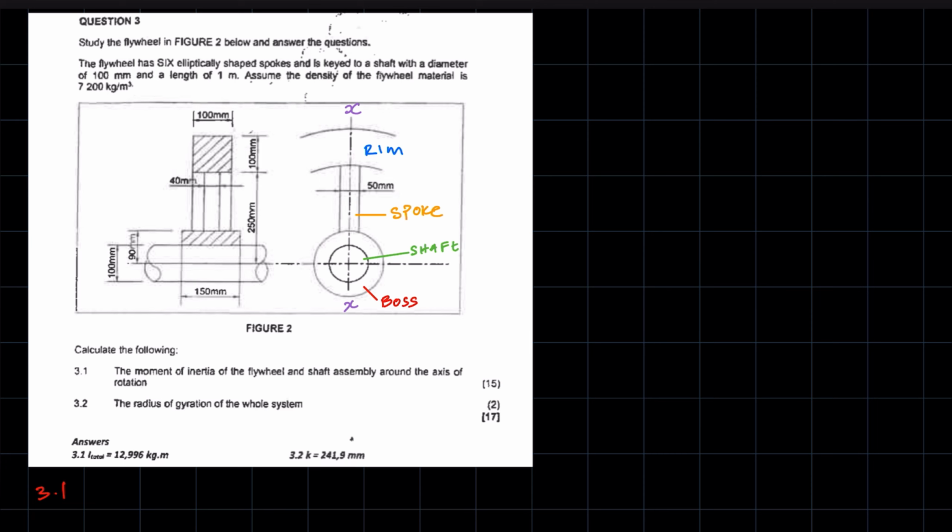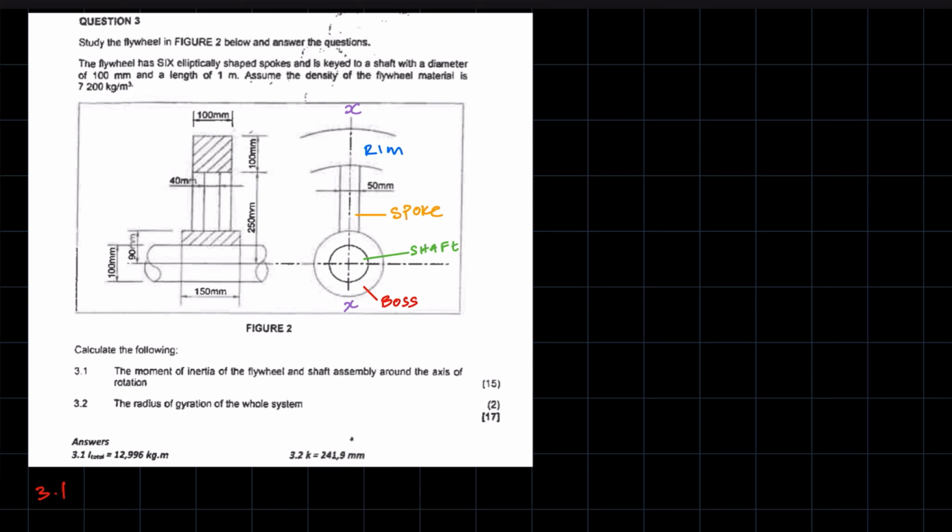Now, for this particular problem, we've been given a diagram of the flywheel from two perspectives. We have the front view, which is this one, and then we have a sectional view. The cutting plane of the sectional view would be this one, the one that I've labeled as XX here. Both perspectives are important, and you're going to understand why when we go through the problem.